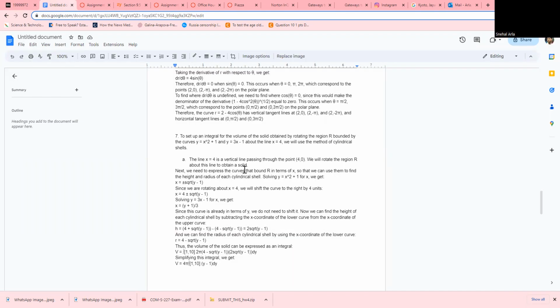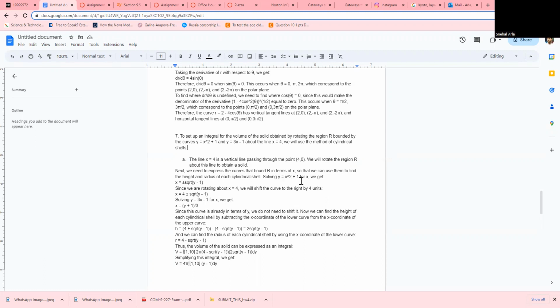The line x equals 4 is a vertical line passing through the point (4, 0). We'll rotate the region R about this line. The line is straight like this, cutting through at 4. Next, we're going to express the curves that bound R in terms of y, so that we can use them to find the height and the radius of each cylindrical shell.